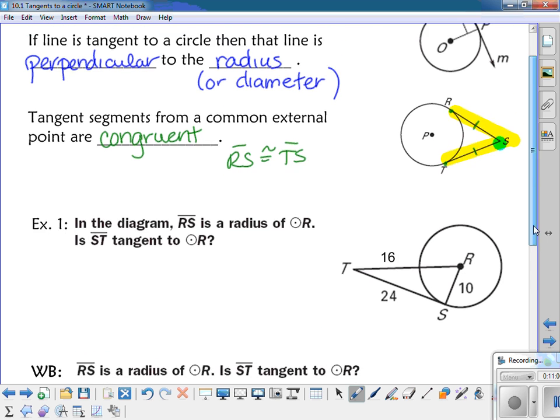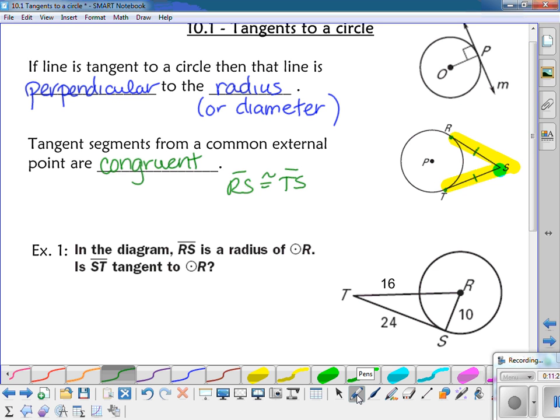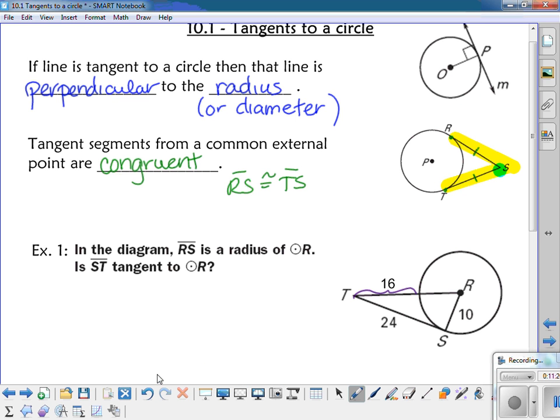So how we're going to end up using that is with the Pythagorean theorem. So in the diagram, RS is a radius of circle R, and we want to know, is ST tangent to the circle? Well, first of all, let me make the picture a little bit clearer. The 16 is referring just to this distance here, okay? So how can I figure out what this other distance is from the circle to R? What do you guys think?